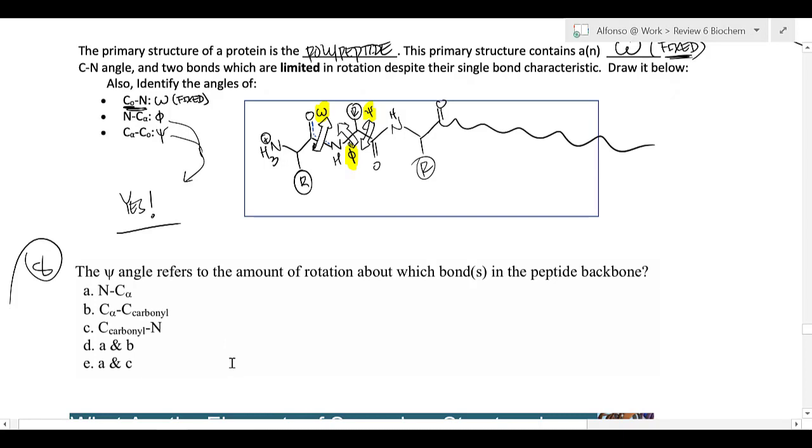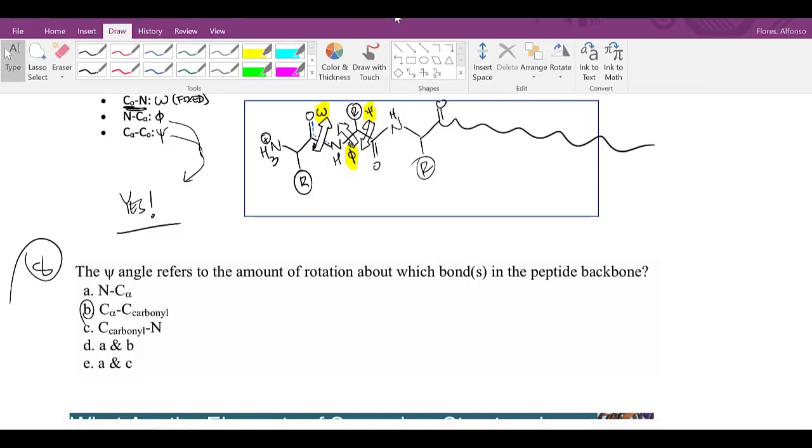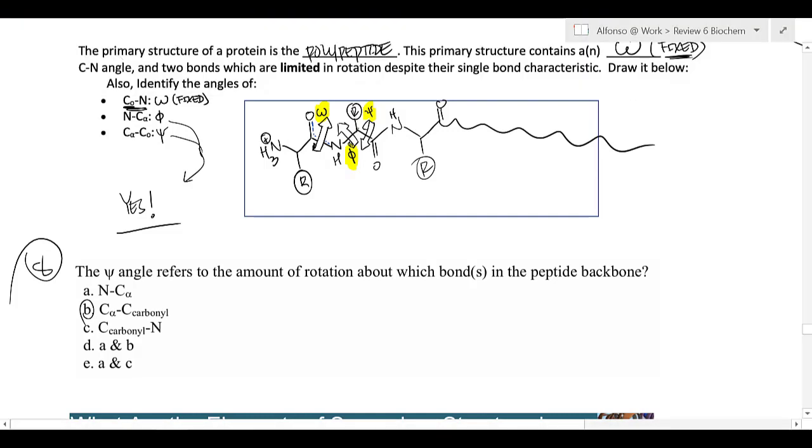C alpha, C what? C carbonyl. So the answer for number 8 is B. The psi angle only refers to the angle between the alpha carbon, which would be this one right here. The alpha carbon has what sticking out of it? The R group. Good job.